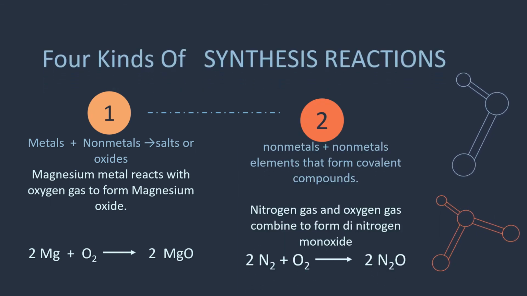There are 4 kinds of synthesis reactions. First, metal with non-metal producing salts or oxides, so magnesium reacts with oxygen producing magnesium oxide. Second, 2 nonmetals producing covalent compounds, so you have nitrogen plus oxygen producing dinitrogen monoxide.